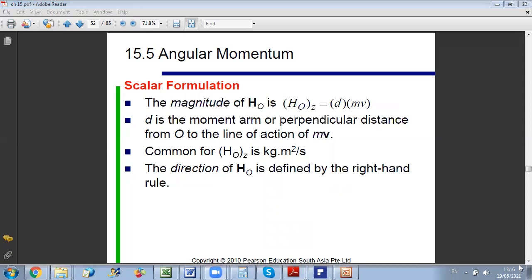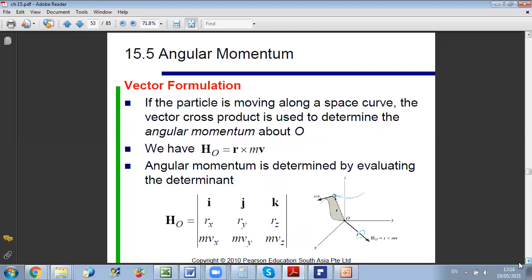You can also use a vectorial formulation in case you are working in 3D and it's not easy to determine the moment. You know that to find the moment of a vector, I do r vectorial the vector. What is r? r is the position vector from the point of interest.